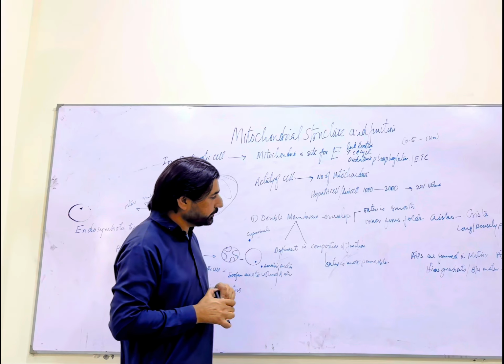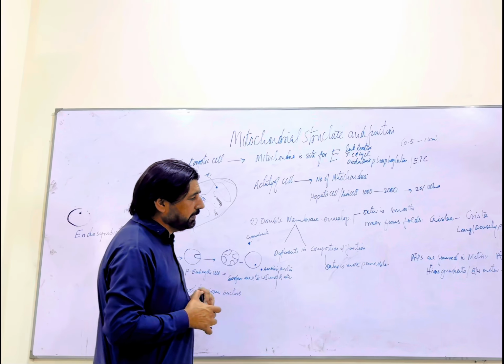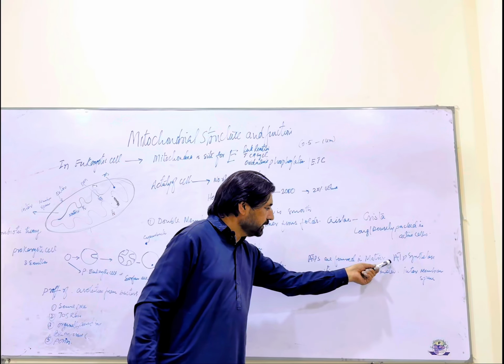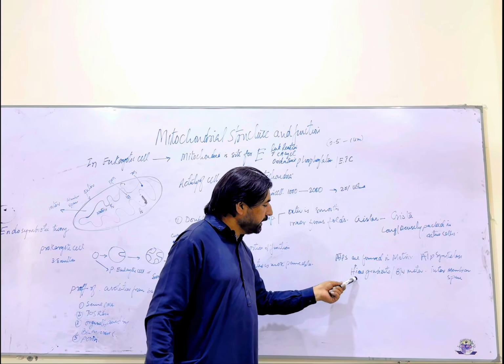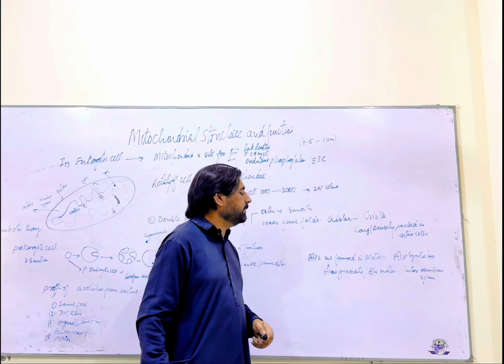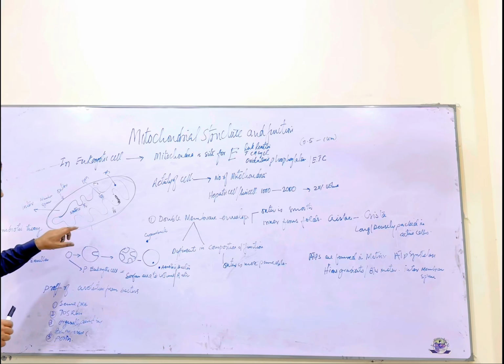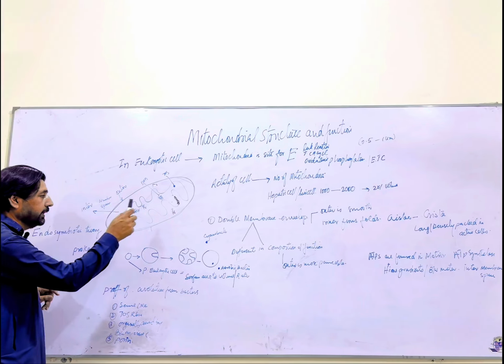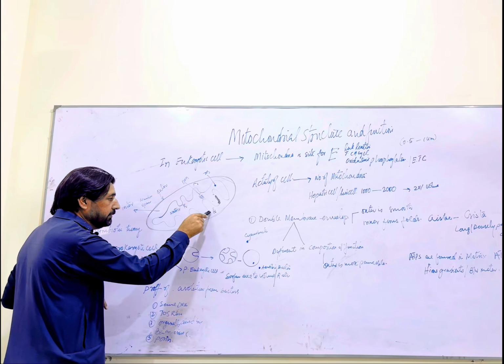Now we say ATPs are formed in the matrix. ATP synthetase is used for the formation of ATP. A hydrogen ion gradient is formed between the matrix and the intermembranous space.